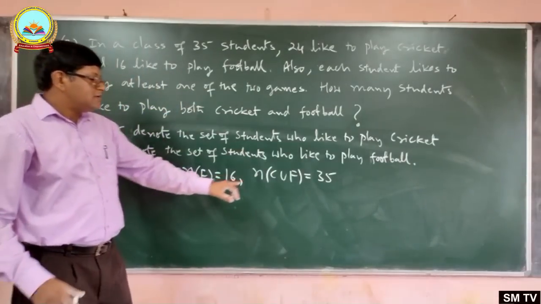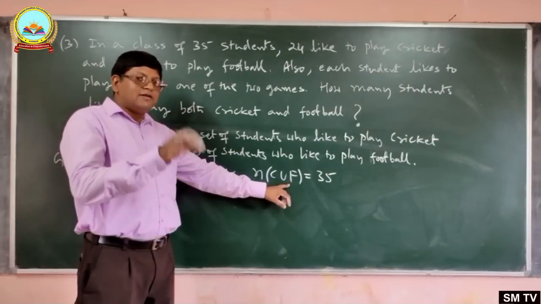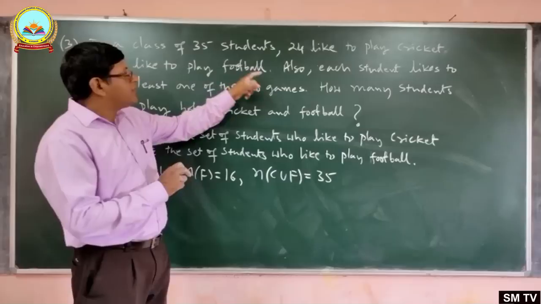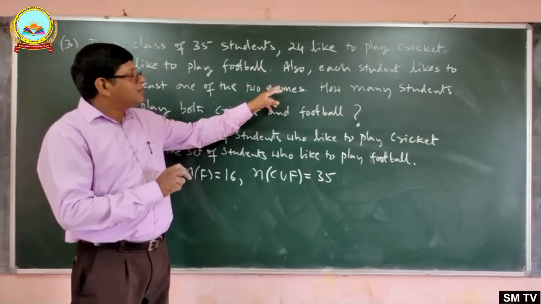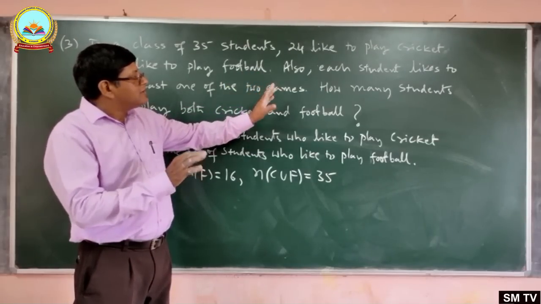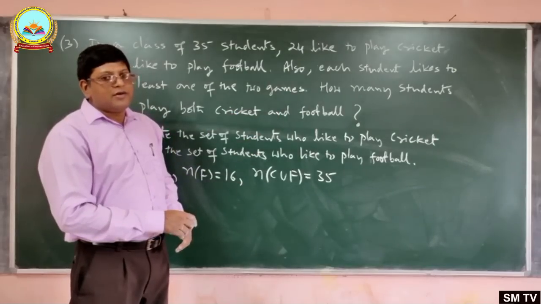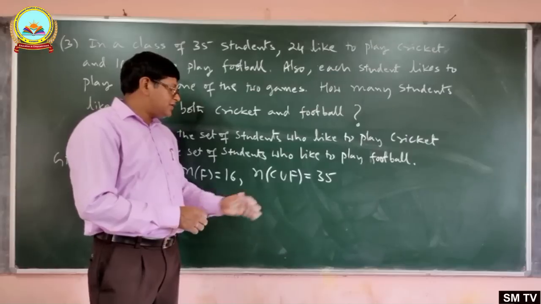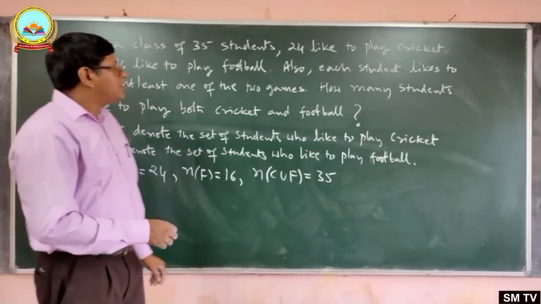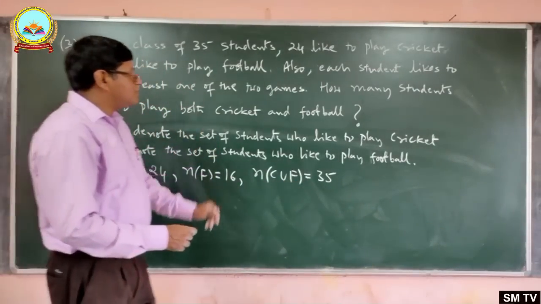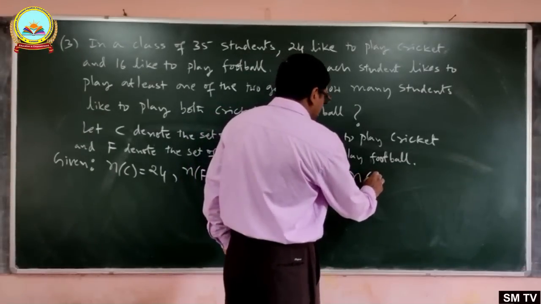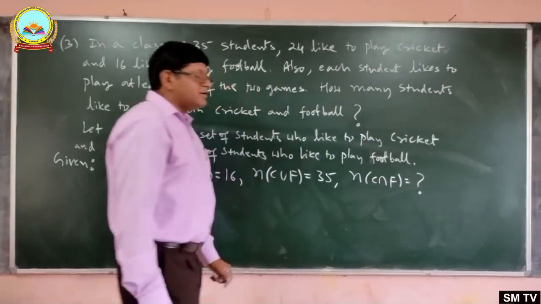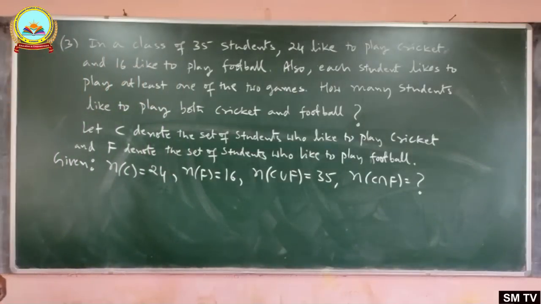In this problem, the set C union F is same as the universal set because there is no one left in the set of students. Okay. There is no one who doesn't play any game. So here in this case, C union F is same as the universal set. So n of C union F is equal to 35. The question is, how many students like to play both cricket and football? So what is n of C intersection F? This is the question.